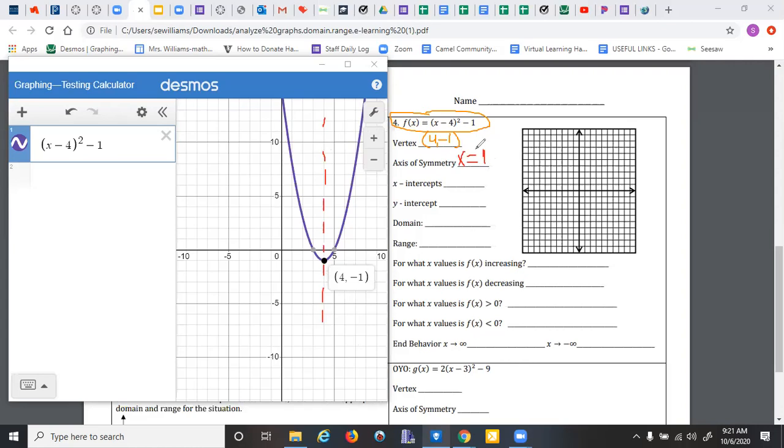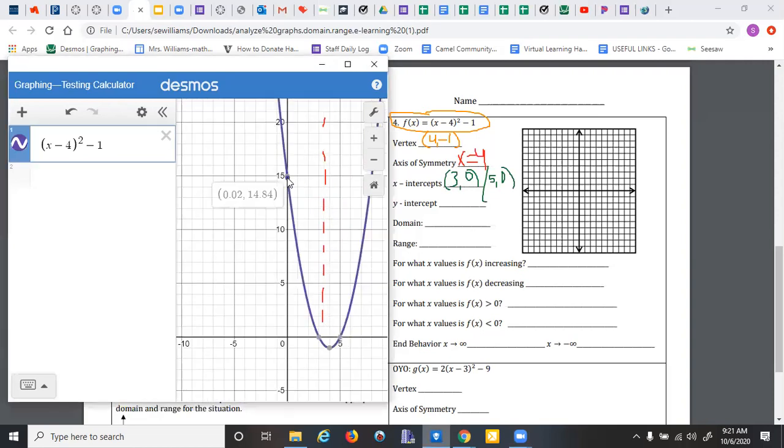What are my x-intercepts? 3, 0 and 5, 0. Thank you, Jay. All right, and your y-intercept, oh, I'm going to have to drag the graph. The y-intercept is 0, 15.